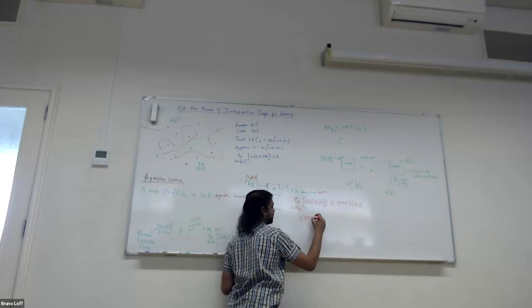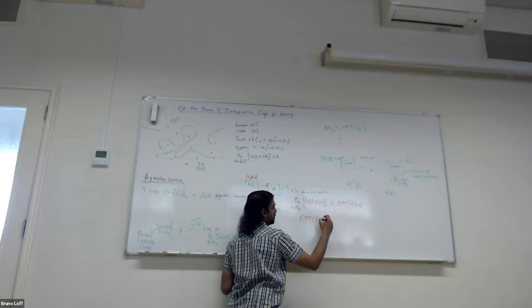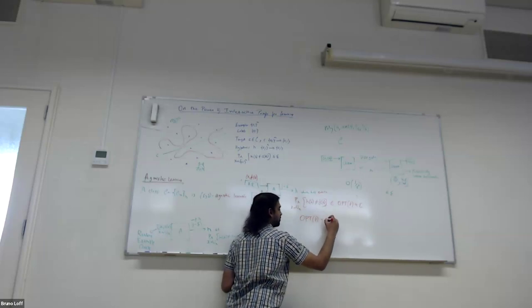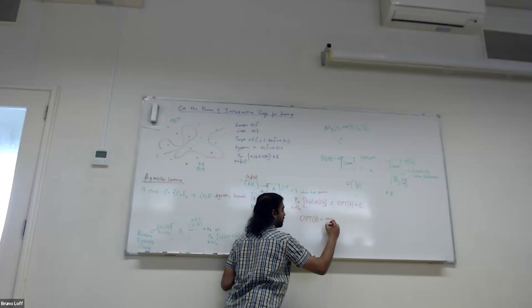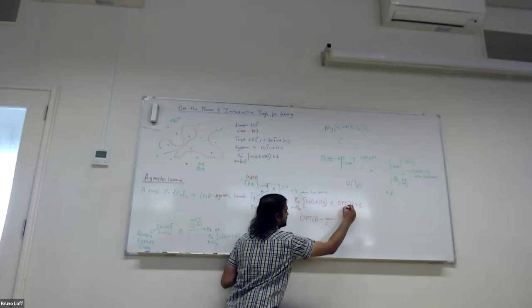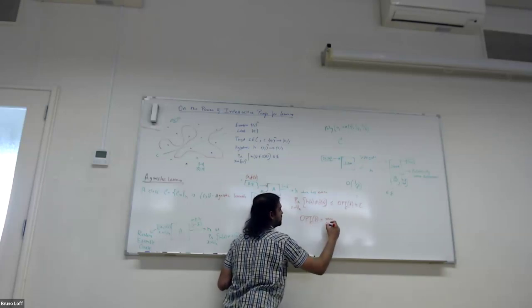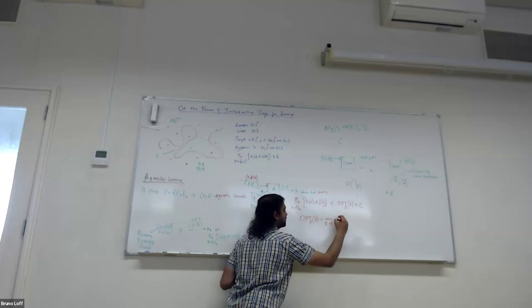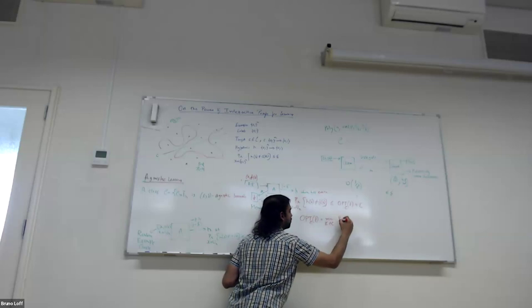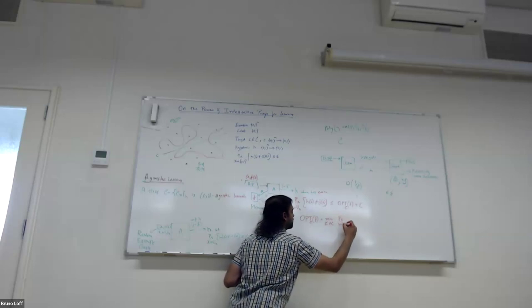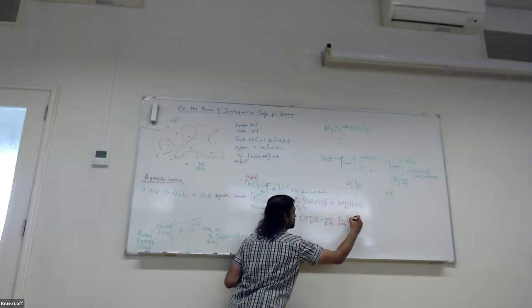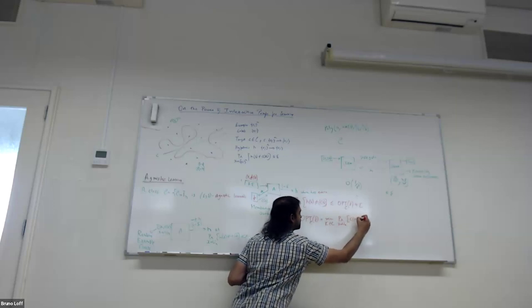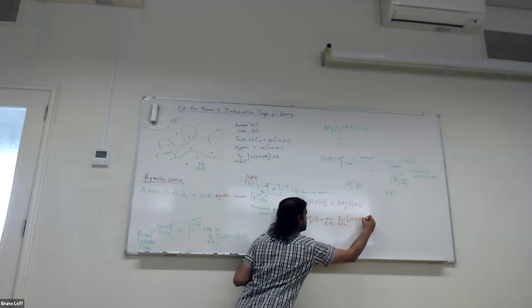Define opt to be the minimum, over all functions C, of the probability, sampling x from the uniform distribution, that C of x is not equal to f of x.